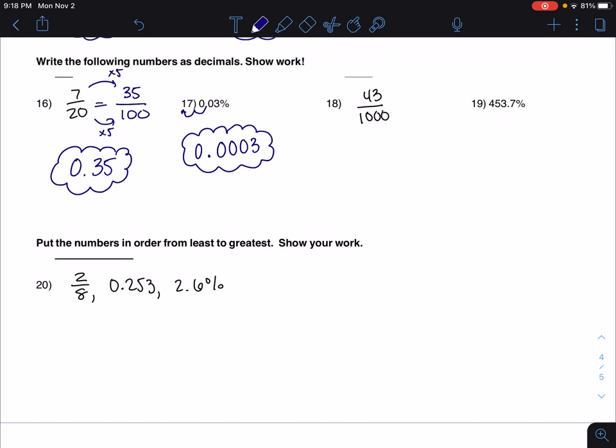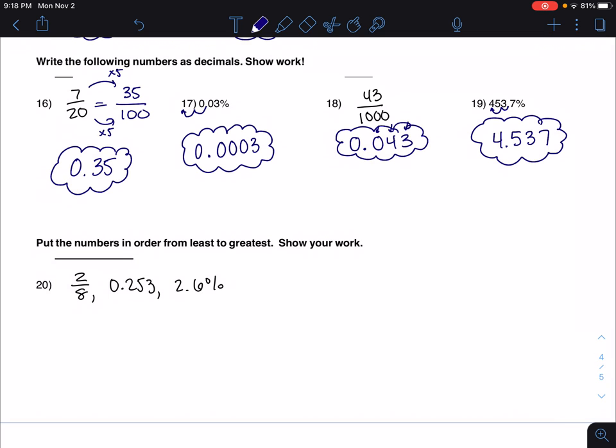For 43 over 1,000, I'm going to put the 43 in the thousandths place. So 0.043, tenths, hundredths, thousandths place. So here's my answer as a decimal. And then for number 19, I'm going to move the decimal 2 places to the left again. So 4.537. There are a couple different ways to do these ones. I chose to use the decimal places.